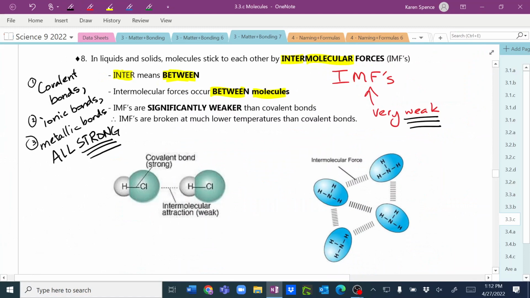So here we go. We have the strong covalent bond right in the molecule. Here's another strong covalent bond in the molecule. And in between them, we have the weak intermolecular force. So if we heat that up, what's going to break? The weak intermolecular force will break. Okay? In the NH3, we have a covalent bond.